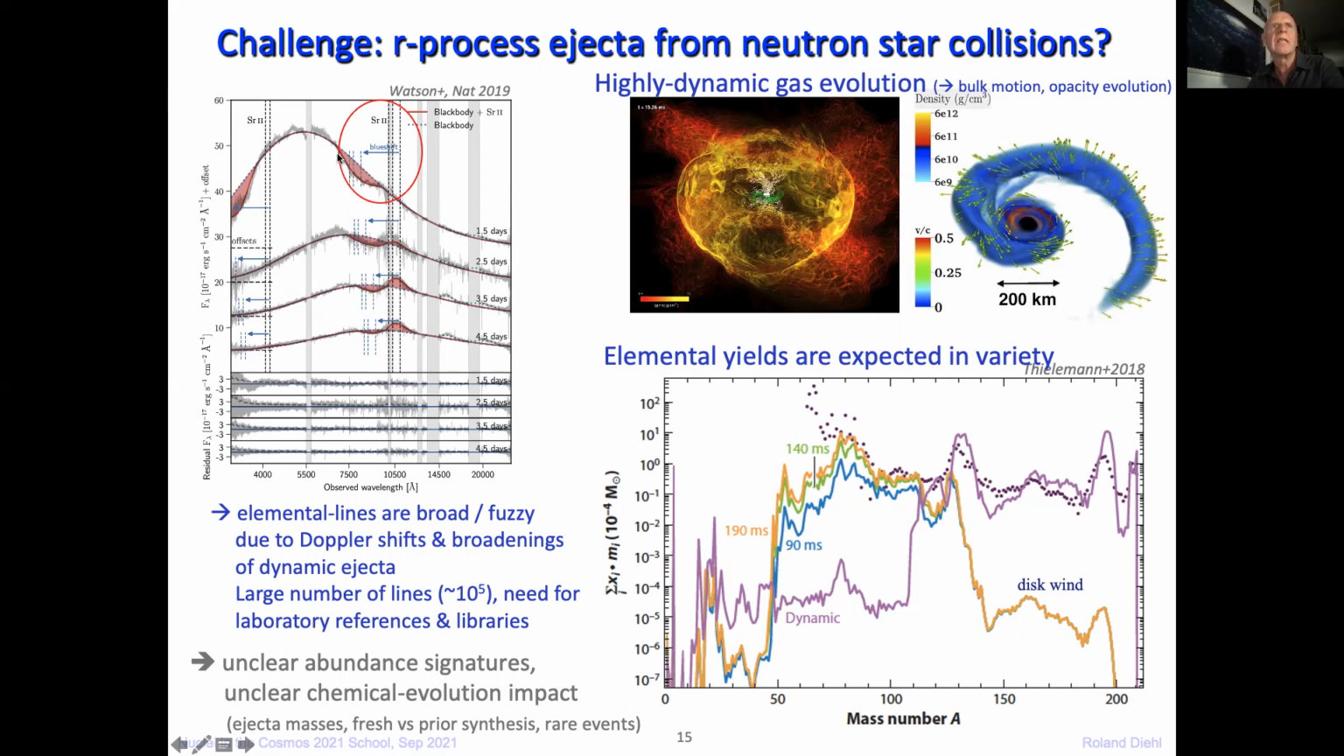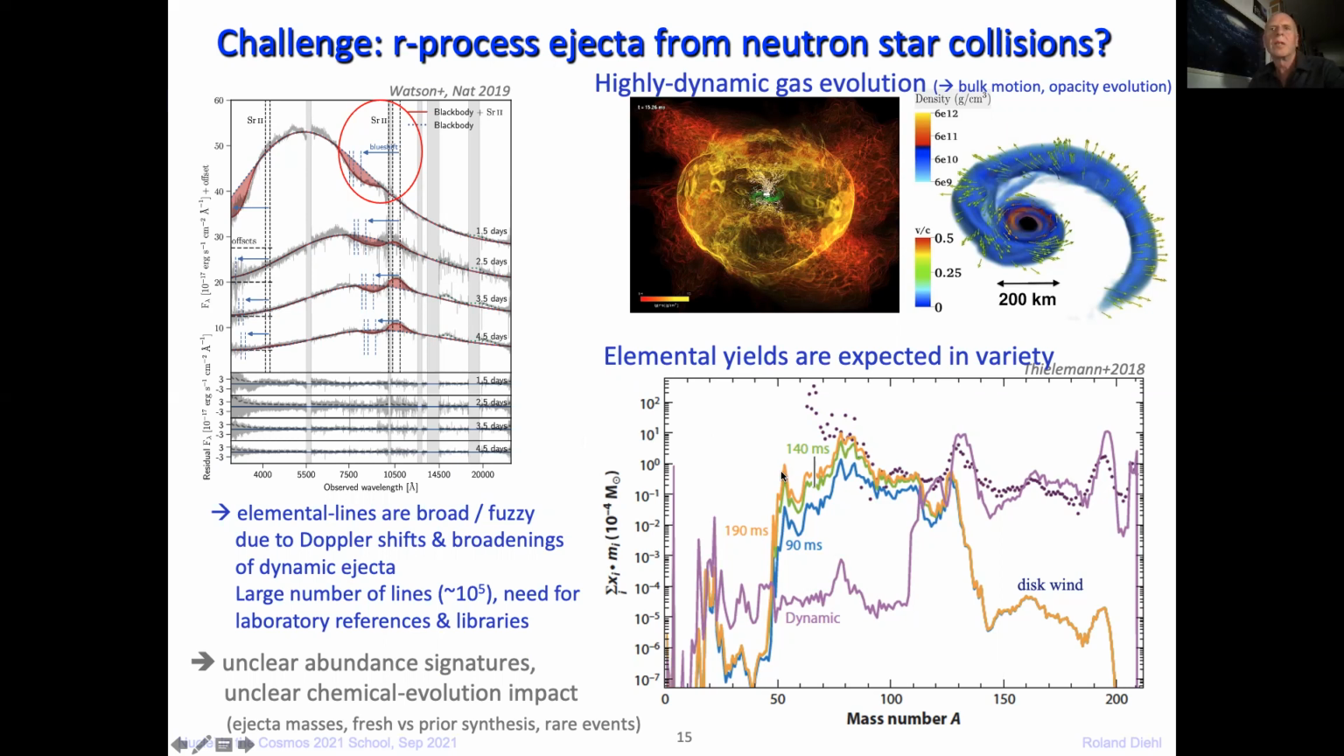And so you see that this feature here has been associated with strontium abundance in the kilonova. And you see that the feature is not a clear line that you can basically analyze by eye. This analysis is the result of detailed spectral modeling, which of course is also depending on some assumptions. So you see elemental abundances from absorption lines are not so easy to determine, and especially when it comes to dynamic environments like an explosion.